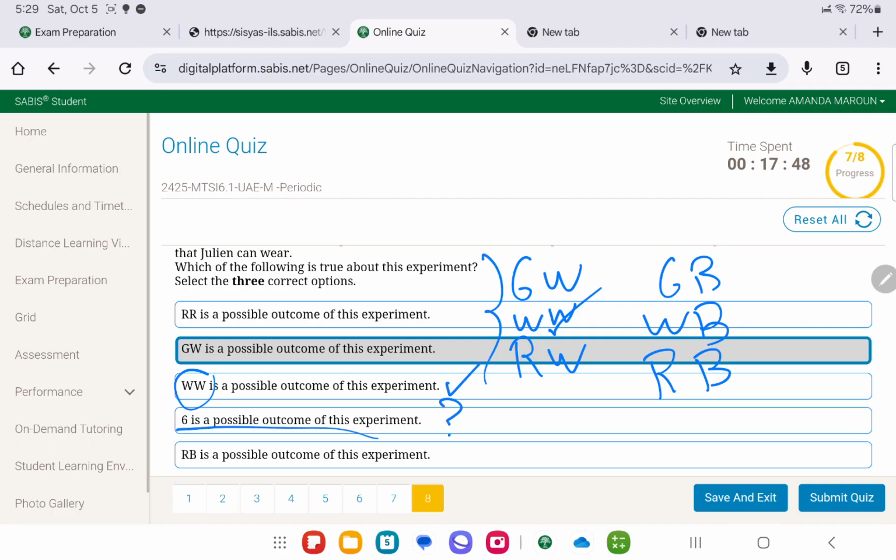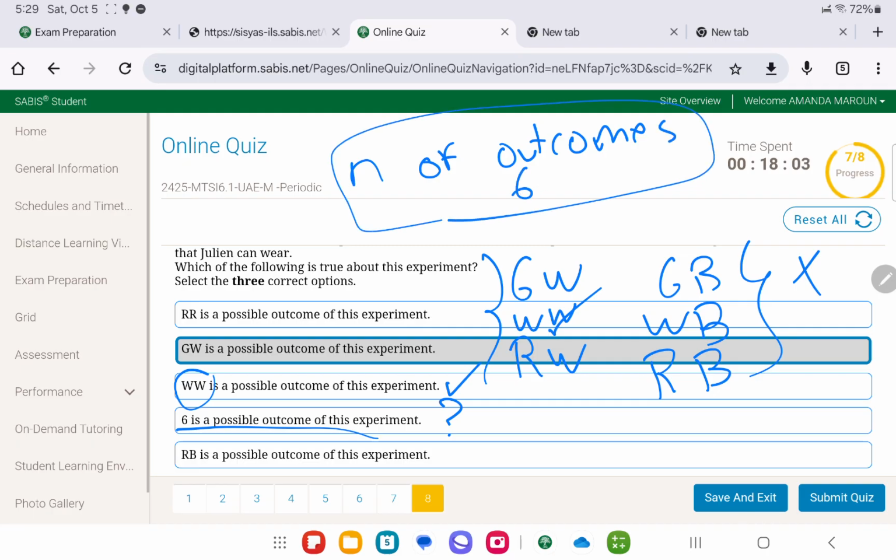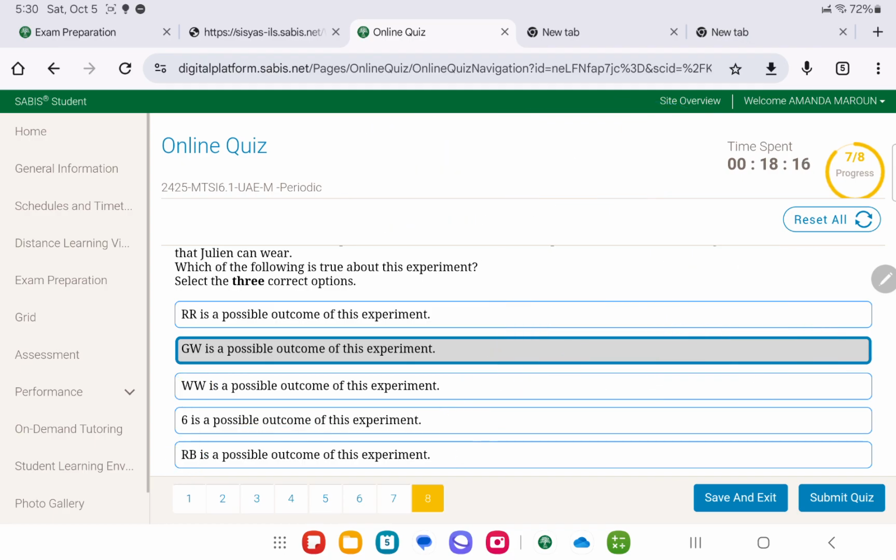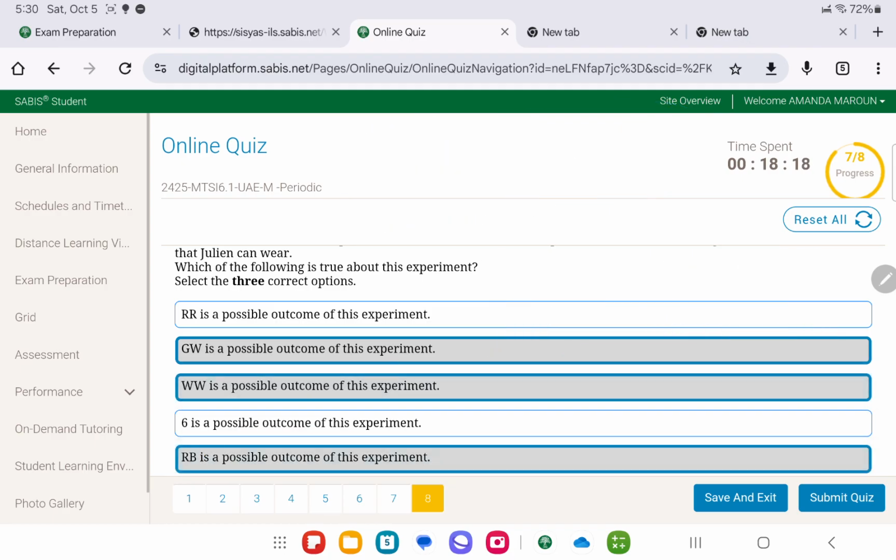6 is a possible outcome. Is there a number out of these? Definitely not. But if they ask you the number of outcomes, it would be 6. But they didn't ask us the number. They said 6 is a possible outcome. Definitely not. It's not one of the outcomes. So no. And then finally, red, black is a possible outcome. Yes. So the 3 correct options are gray white, white white, and red black.